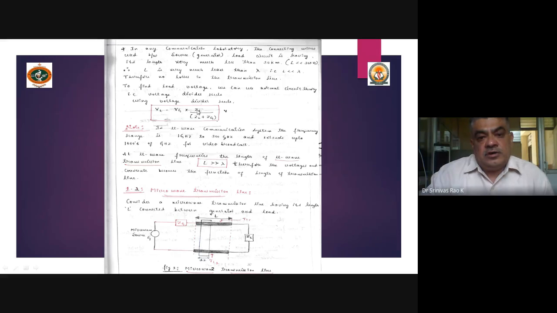Sorry, this is load impedance. That is the source voltage times load impedance divided by load impedance plus source impedance. So this is your voltage divider rule.